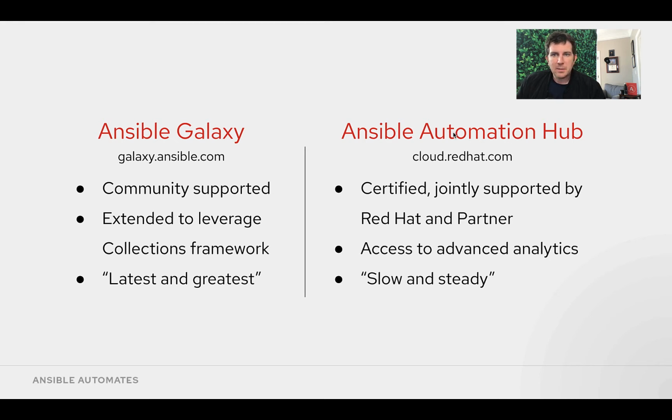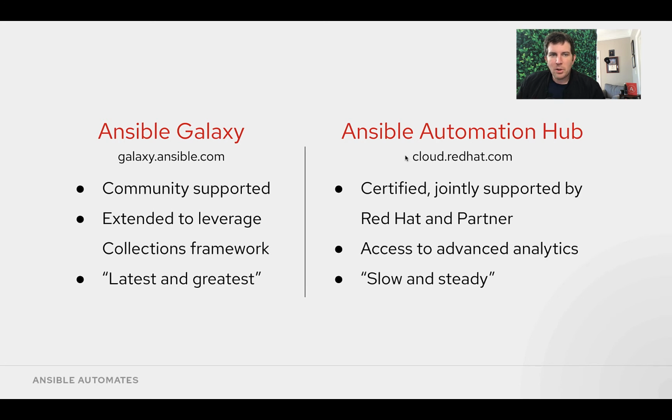So Galaxy and Automation Hub work the same way. Ansible Galaxy is the upstream. It is community. It doesn't really have much curation. There's ratings and community ratings, but it's not as easy to tell what is the official content. Whereas Automation Hub, this is what we certify and support.